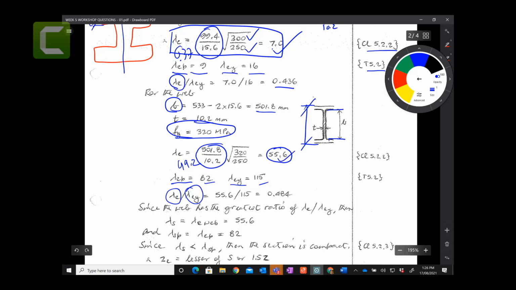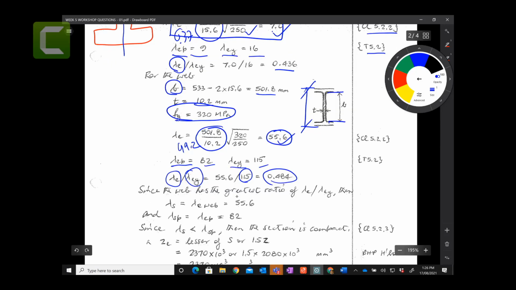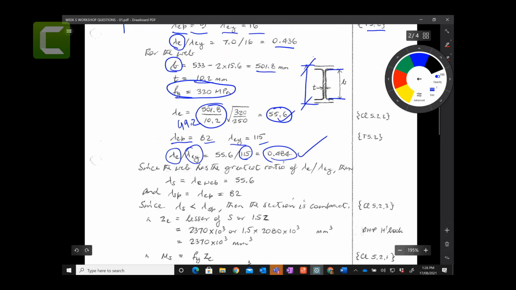That we calculated, 55.6 over 115. You get 0.484. So we get a ratio for lambda E, then lambda S equal to 55.6. So which one is greater? You can see 0.484 is greater and 0.436 is not. So the web is the critical one. So we take lambda S equal to 55.6. Lambda SP is lambda EP, 82. That is coming from here, 55.6 and 82.